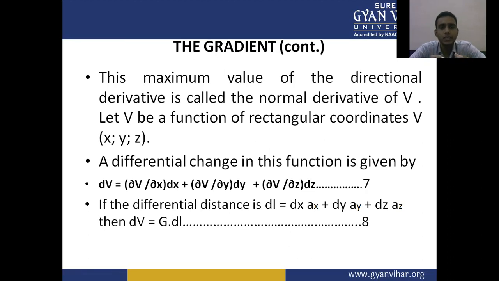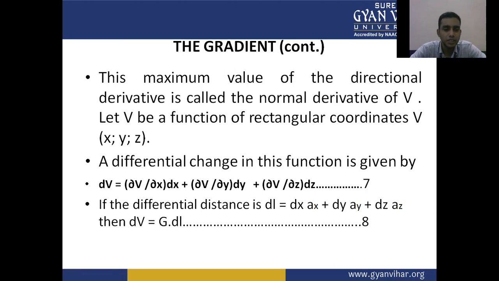Let V be a function of rectangular coordinates, that is, V is a function of x, y, z. A differential change in this function is given by equation number 7. So the differential change in V is given by dV equals del V over del x into dx plus del V over del y dy plus del V over del z dz.